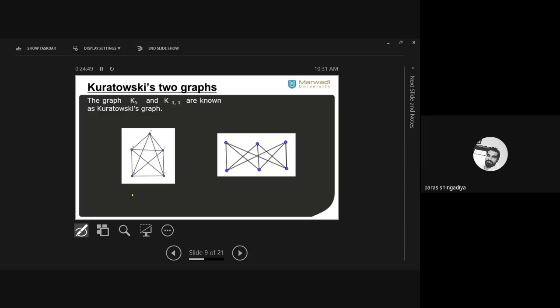Okay, so the minimum possibility in the complete graph, the minimum number of edges, the minimum number of vertices, okay, which is non-planar, is K5. Okay, minimum number of vertices. That is the K5 graph, which is non-planar. Okay, and in the complete bipartite graph, that is K3,3. Okay, that is the graph of K3,3.